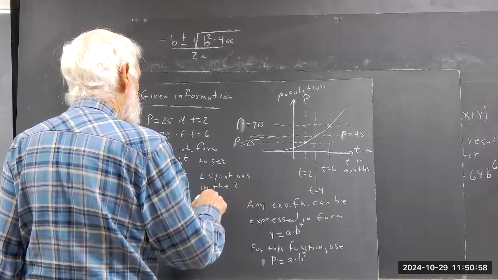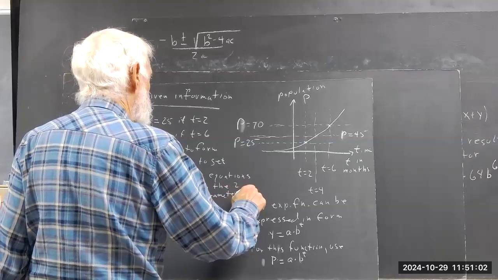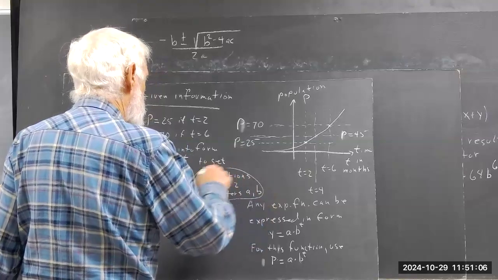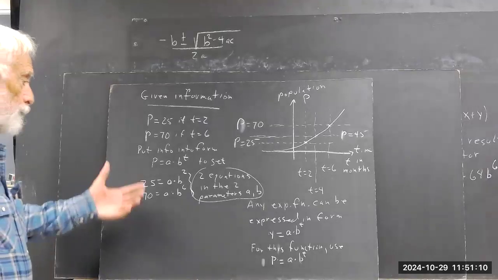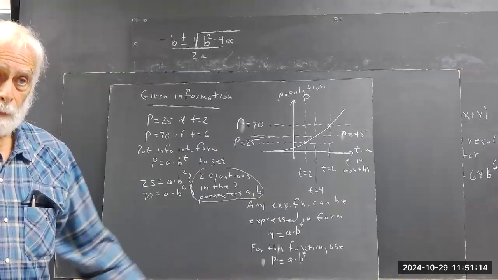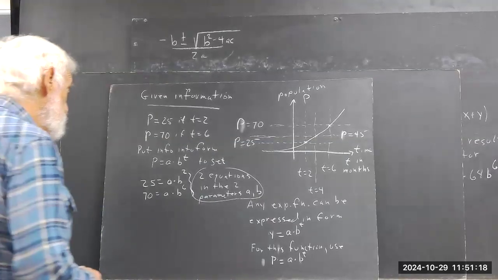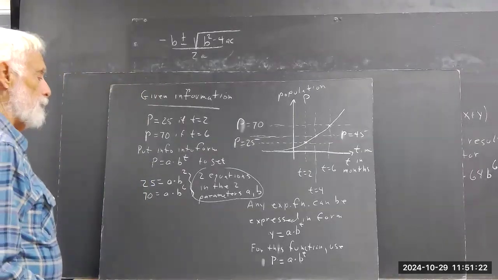And the 2 parameters, A and B. We've got 2 equations and 2 parameters. We can solve them simultaneously. Now, how do we solve these equations simultaneously?